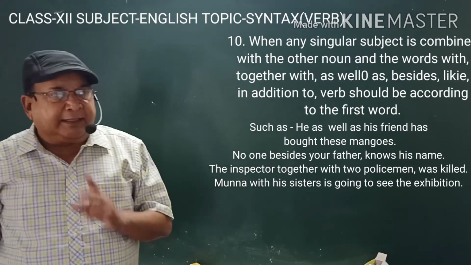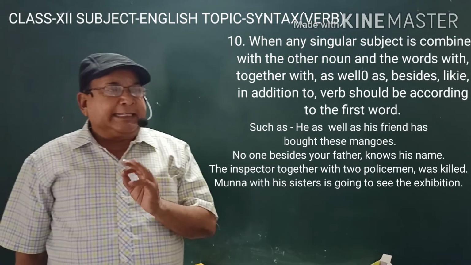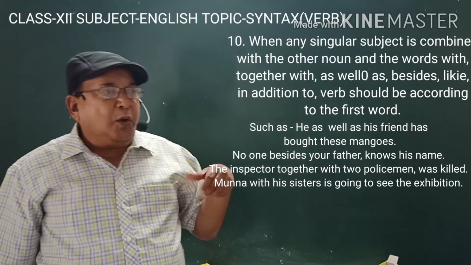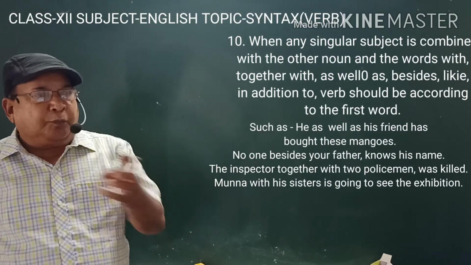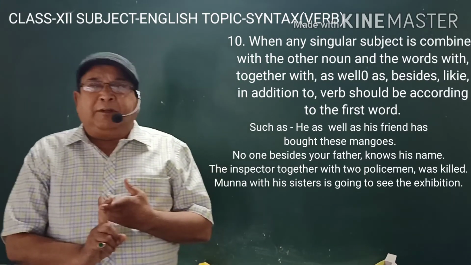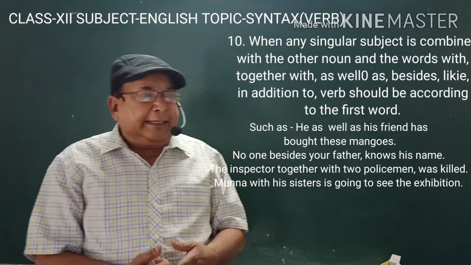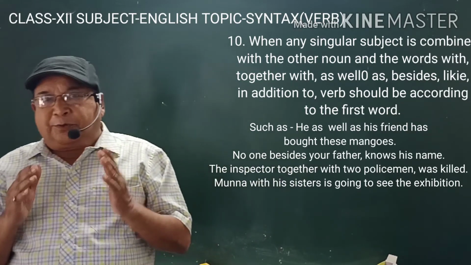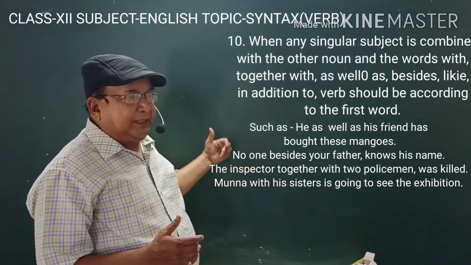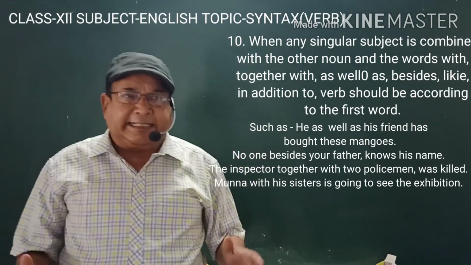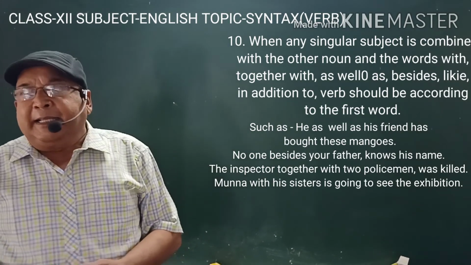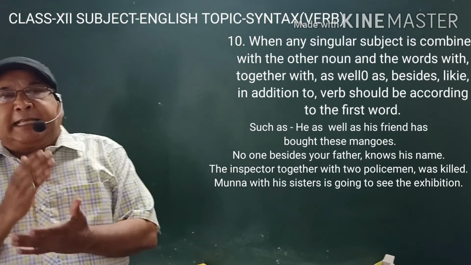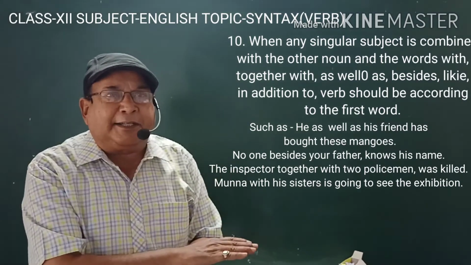No one besides your father knows his name. In this example, the verb has been used according to the first word. The inspector together with two policemen was killed. This example will make you clear that in spite of using two policemen, the verb was has been used according to the first word, that is inspector. Munna with his sisters is going to see the exhibition. In this case, his sisters is in plural form, but the verb has been used according to the first subject, Munna.